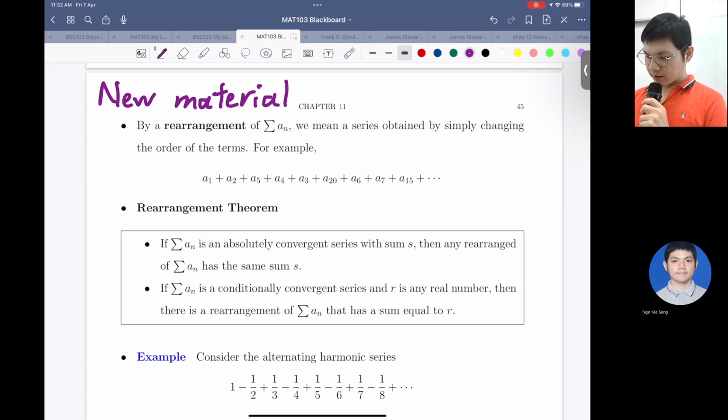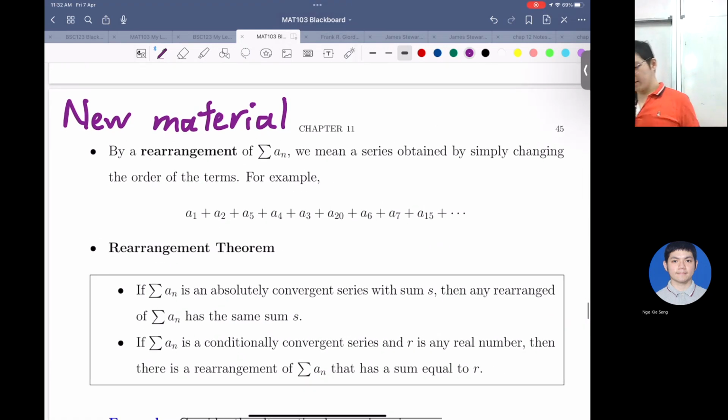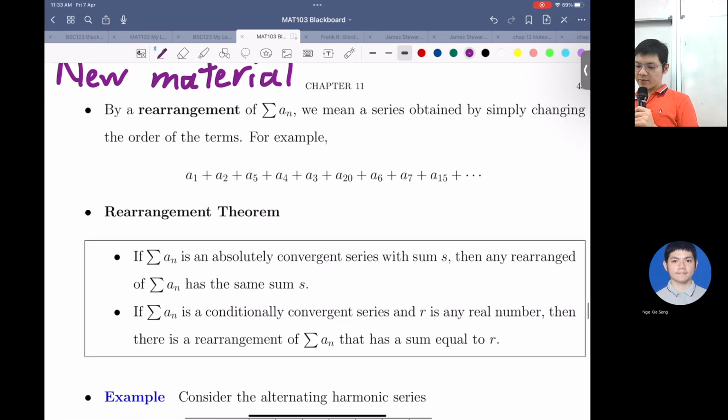Okay, new material. Yesterday we talked a little bit about rearrangement. Here, rearrangement means if you want to rearrange the infinite series, we mean a series obtained by simply changing the order of the terms. The order in which you add them. We will see in a moment why this matters. So there's a theorem here. We won't prove it.